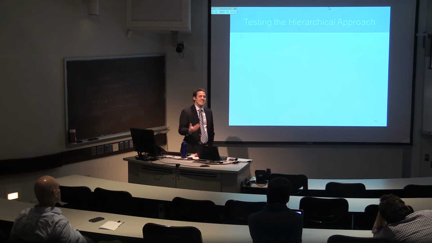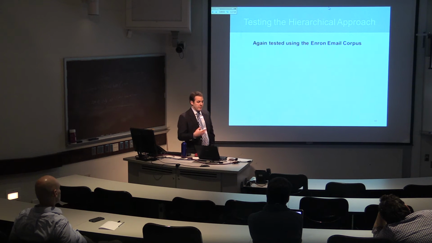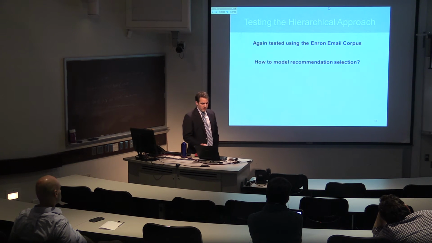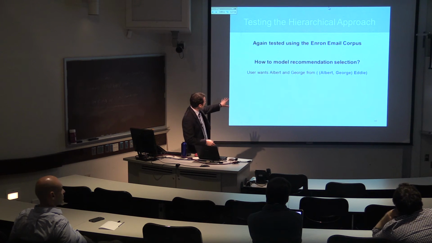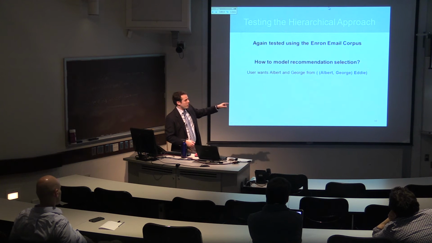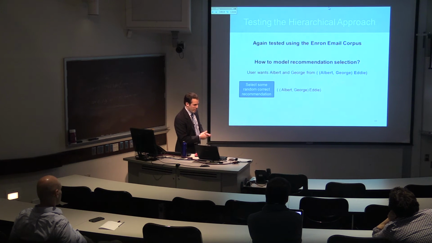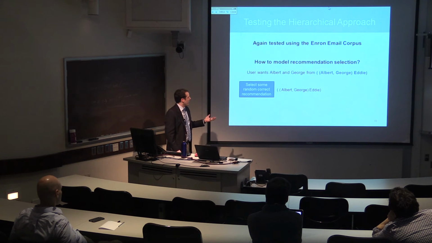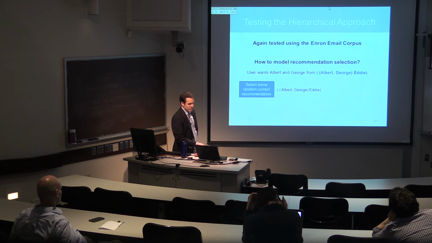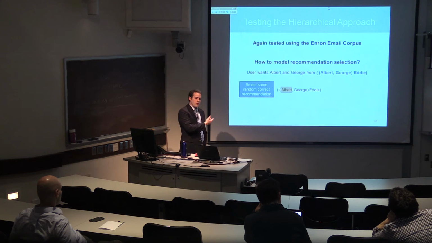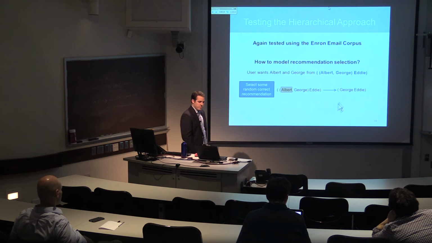So our next goal was to test this hierarchical approach. And to test this, we again use the Enron email corpus, and this is to make it comparable with our flat evaluations. We also needed to model recommendation selection. So for example, if a user wants to select Albert and George from this hierarchically grouped list that we formed earlier, we could model it as random selection, where the user randomly selects some item. Maybe they select Albert first, and then hope that some other list is generated that contains George.